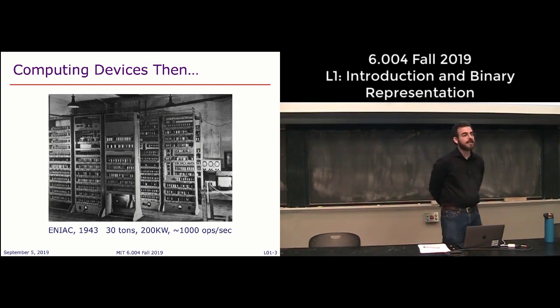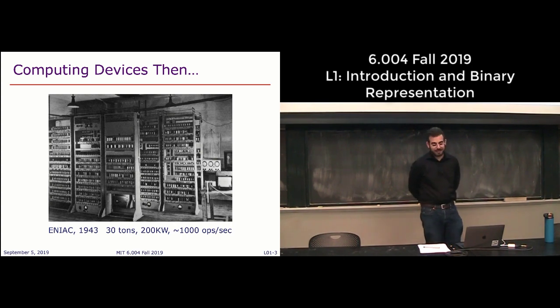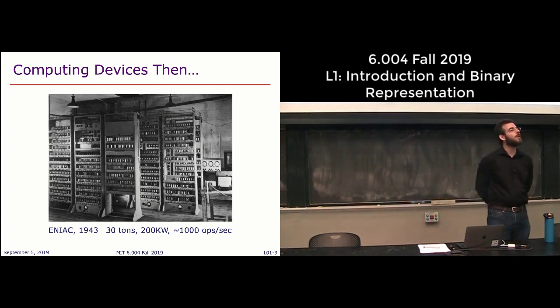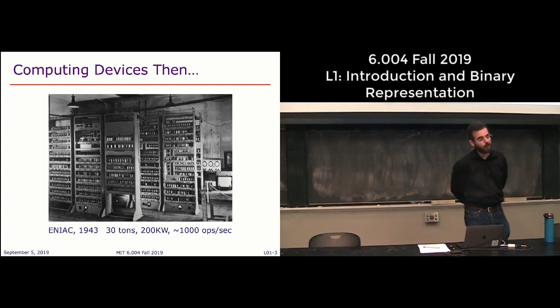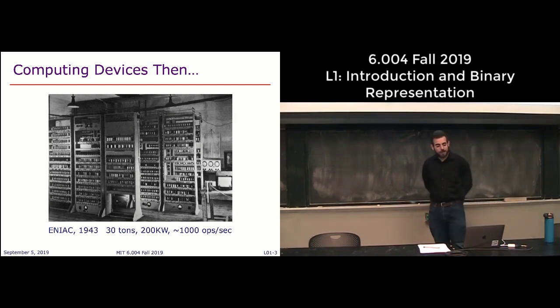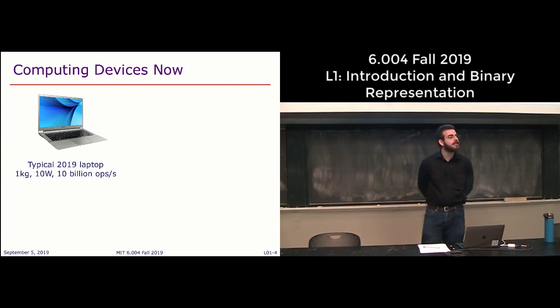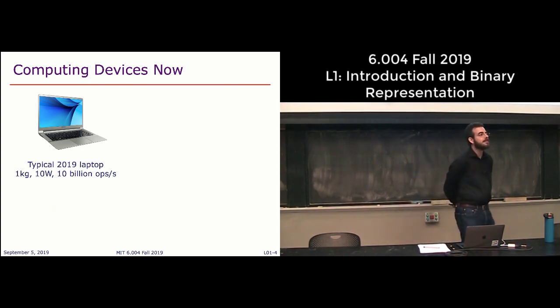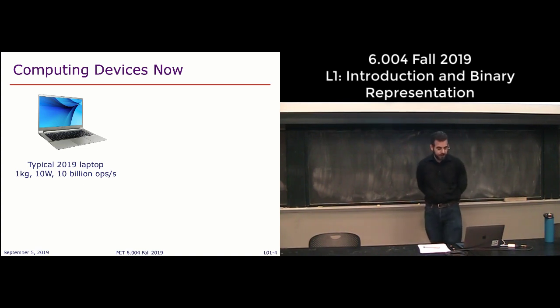Things have changed quite a bit since then, right? So we had these very slow, power-hungry, large, and also unreliable computers. This thing broke several times a day. And fast forward 75 years, if you look at a typical computer, a laptop in 2019, it weighs around a kilo, consumes around 10 watts, and performs around 10 billion operations per second.